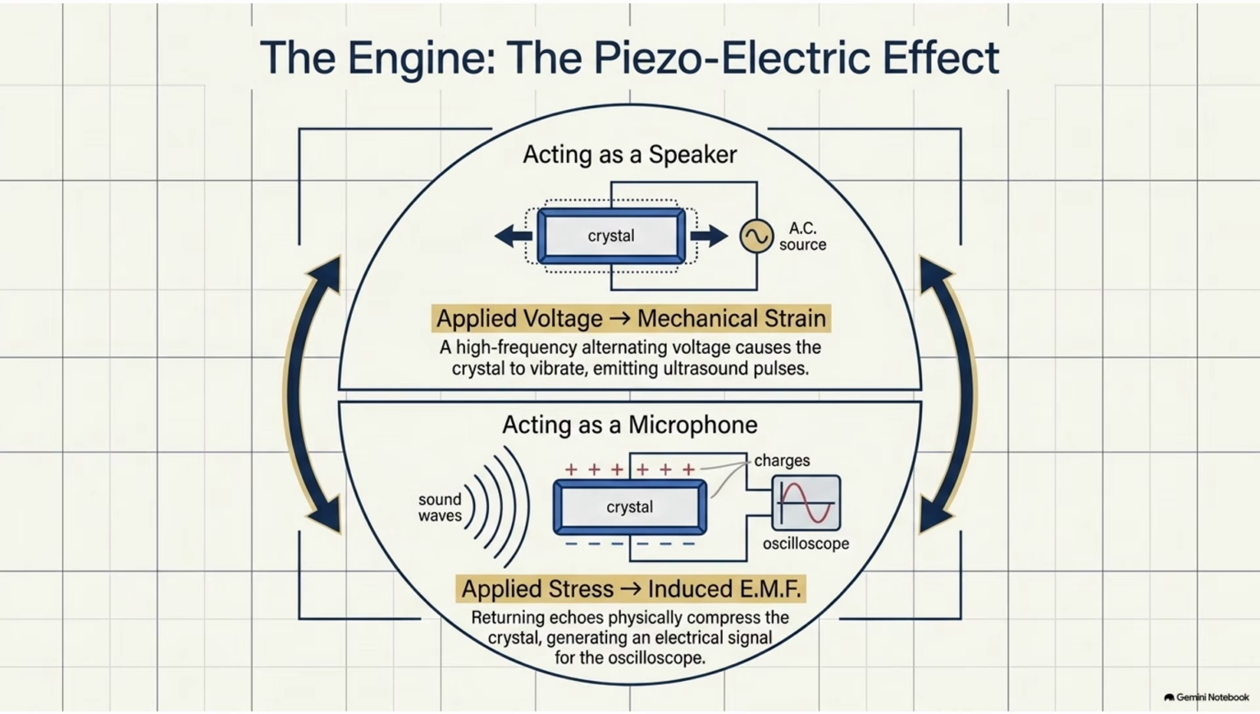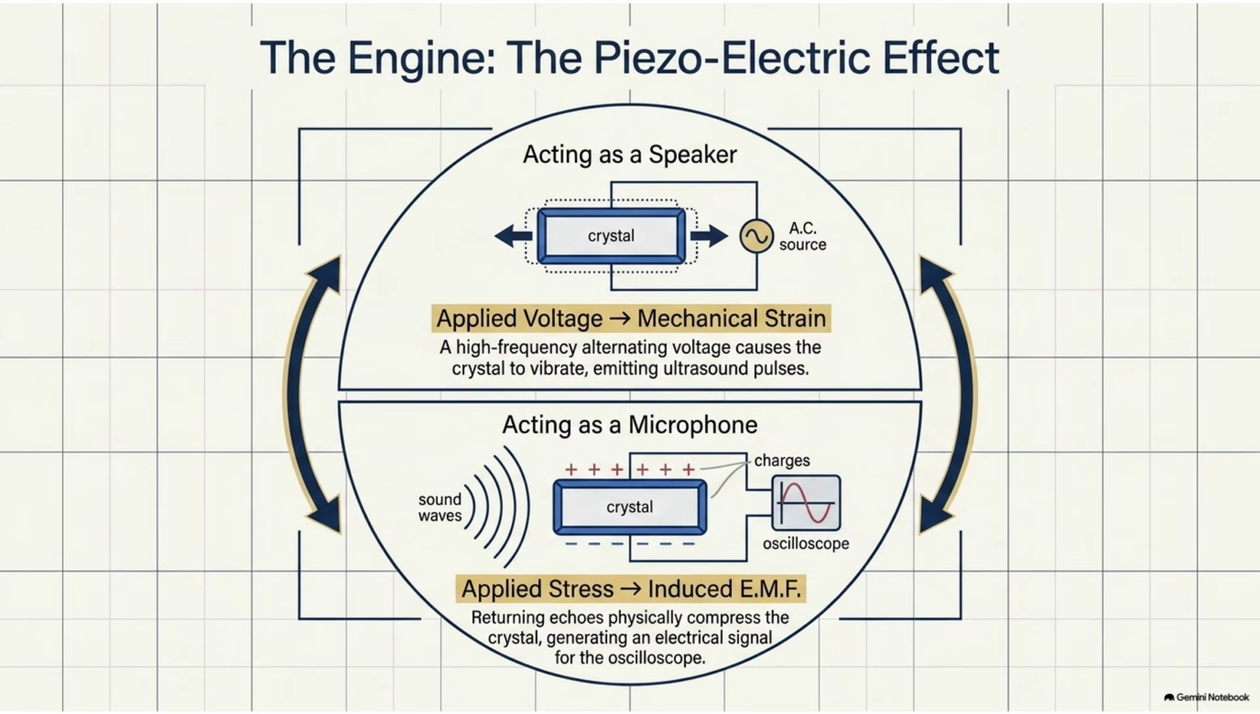Now we come to the mechanism that makes ultrasound possible, the piezoelectric effect. Inside the ultrasound transducer is a piezoelectric crystal. When an alternating electrical voltage is applied to this crystal, the crystal changes shape rapidly. These mechanical vibrations produce ultrasound waves. The process can also work in reverse. When an ultrasound echo reaches the crystal, it causes the crystal to deform. This deformation produces an electrical signal.